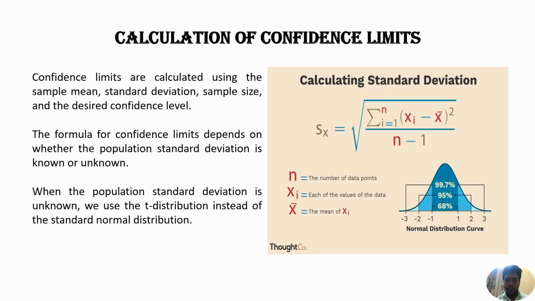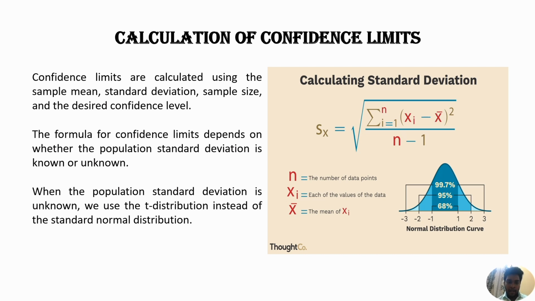Calculation of confidence limits. As you can see on the right hand side, this is how to calculate the standard deviation. There is a formula where n represents the number of data points, x suffix i represents each of the values of the data, and x bar is equal to the mean of x suffix i.